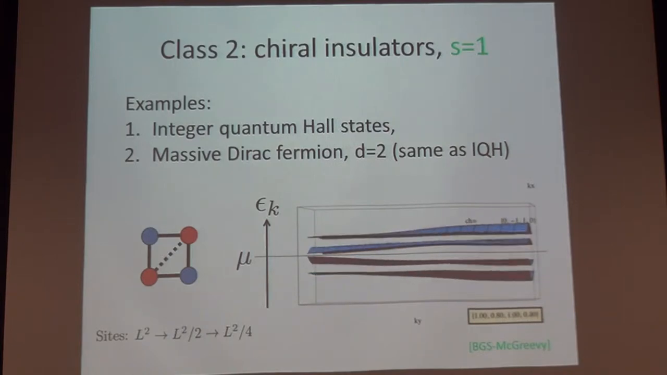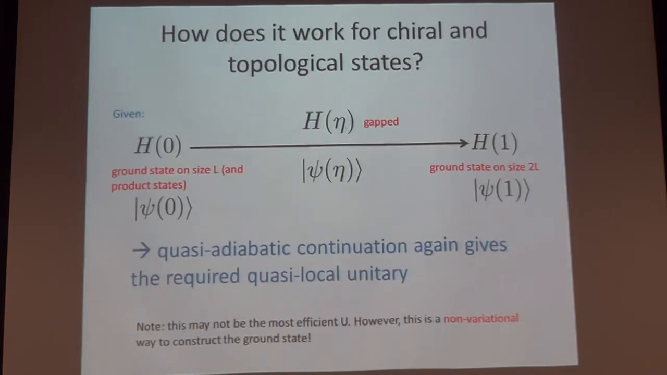And now I claim that this implies the system is S equals 1. And the way it works is the same as it did for S equal to 0, except now instead of going from completely unentangled, I go from system size L plus product states to system size 2L. So all I do is I insert into this H of eta the path that I found in the previous slide that I showed you.